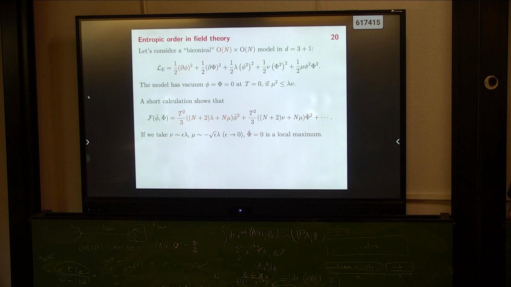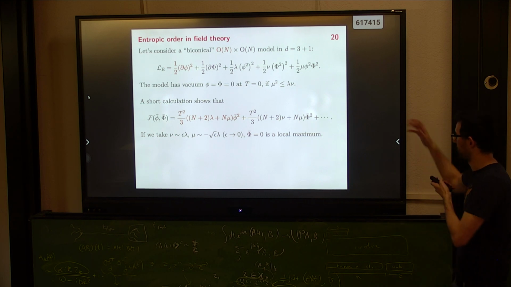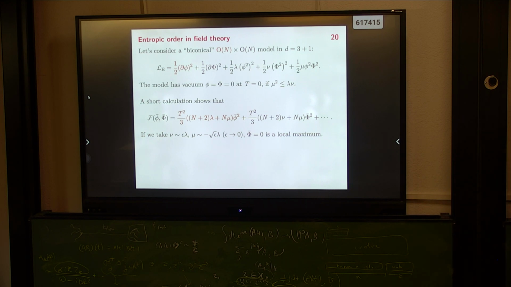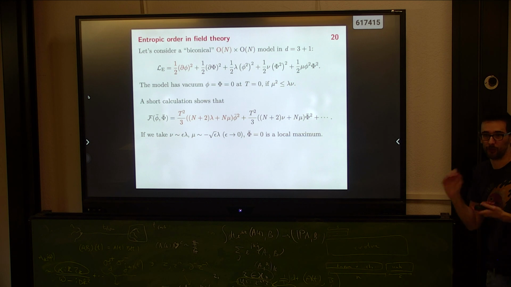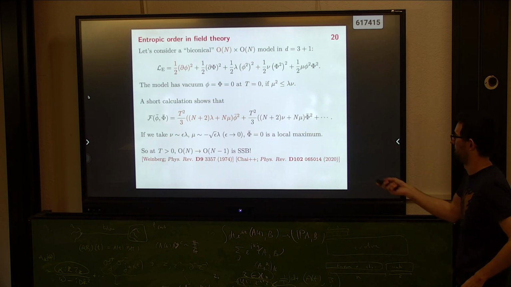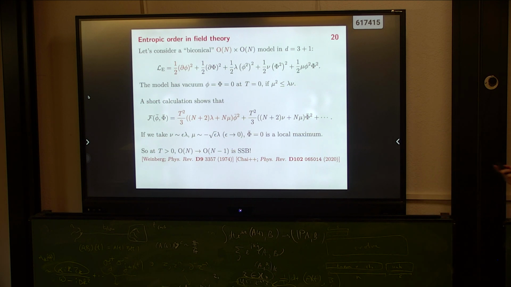Okay? And as soon as we calculate that that coefficient is negative, it sort of doesn't matter what the higher order terms in this Taylor series are. We know that the vacuum is not at capital phi bar equals 0. So we would know that we have symmetry breaking in this model. The O(N) goes to O(N-1).